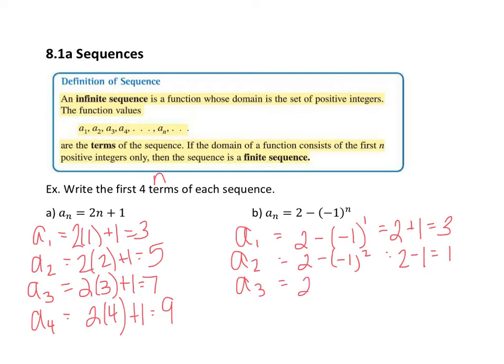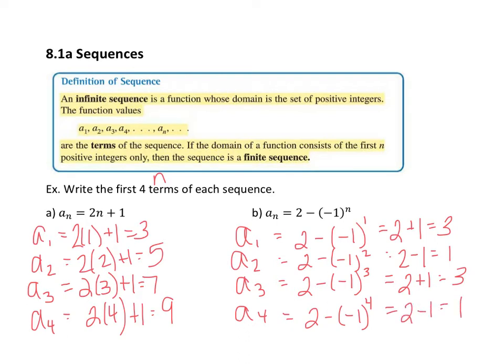Third term, 2 minus negative 1 to the third. That's going to keep it negative. So 2 plus 1, 3. A sub 4, 2 minus negative 1 to the fourth. Any even power comes out with a positive number. So there's 1. This is a very good thing to know if you have a pattern that is going back and forth to the same numbers, or even just switching signs. You usually know that you're dealing with a negative 1 to the power of n.